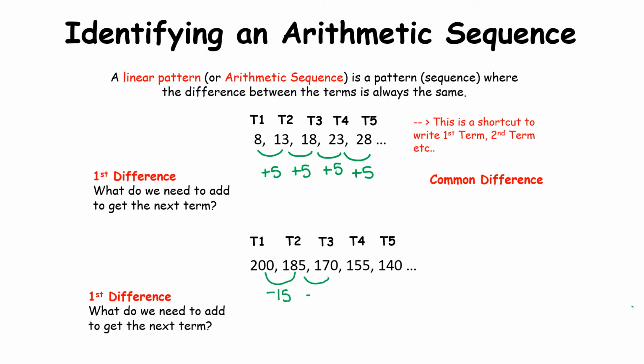Same here, I add a minus 15, I add a minus 15, and I add a minus 15. And again, we have a common first difference. So this is an arithmetic sequence, or we can call it a linear sequence.